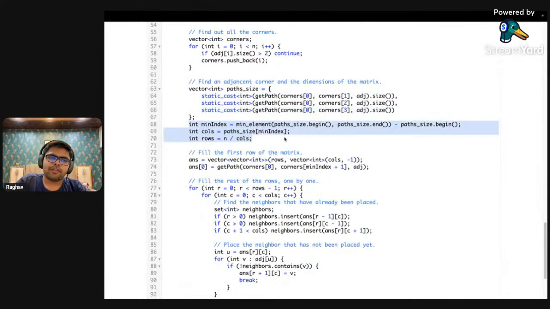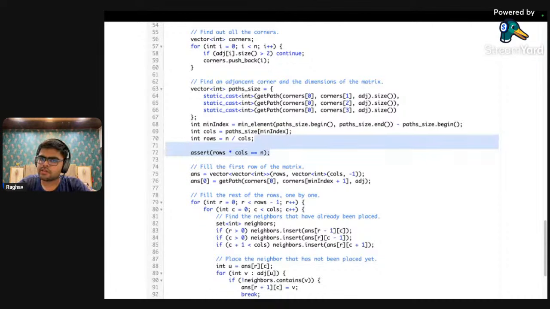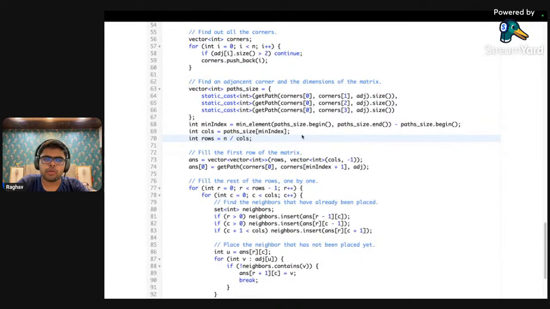Then I found out the closest corner, and on the basis of that I set the value of the number of rows and the number of columns. And during the contest I had added one more line: rows into cols should be equal to n. So this will be just a checker that rows into columns must be equal to n, otherwise we are doing something wrong, so it will throw a runtime error. But it's fine if we don't include it.